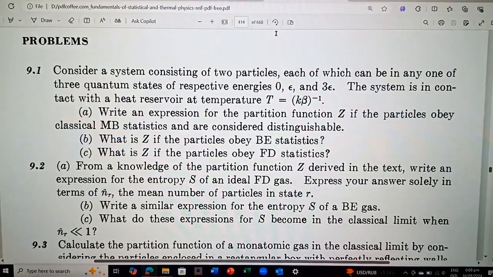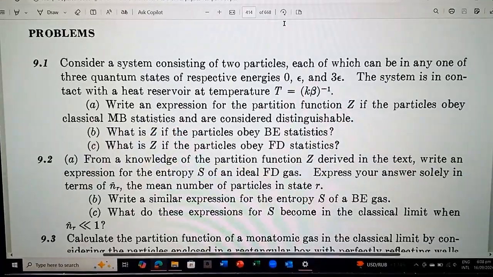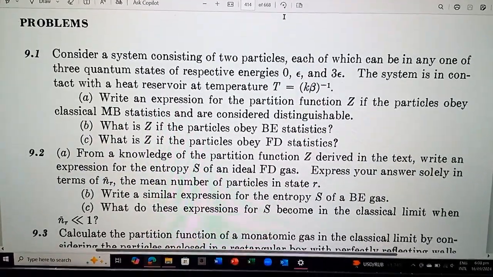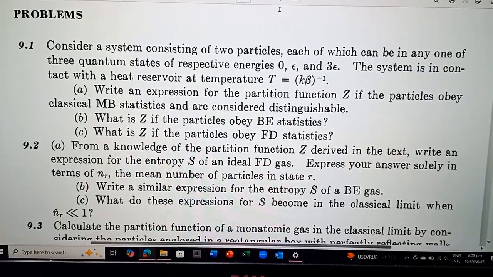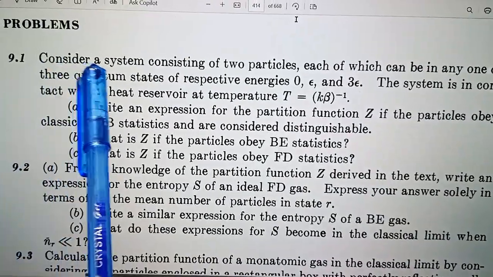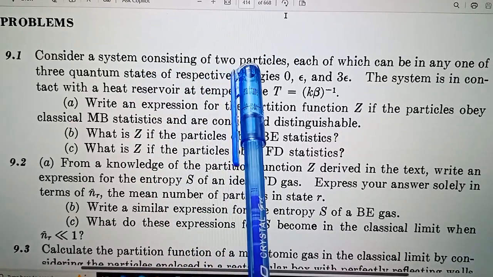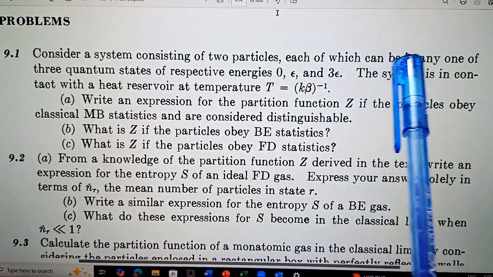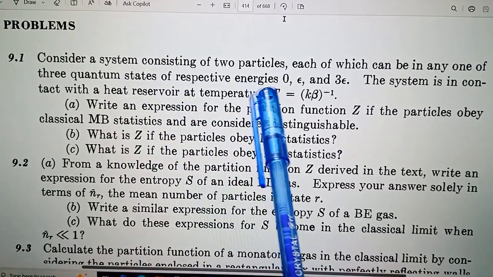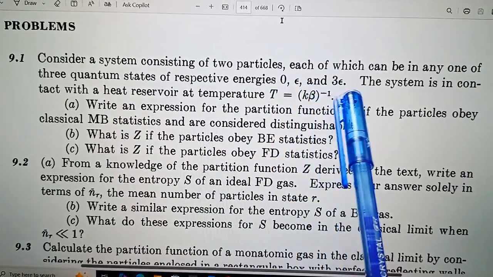In this video, we are going to solve problem 9.1 from chapter 9 of Fundamentals of Statistical and Thermal Physics by Reif. Let's see the problem statement and we'll dive directly into the solution. The statement says, consider a system consisting of two particles, each of which can be in any of the three quantum states of respective energies 0, E and 3E.